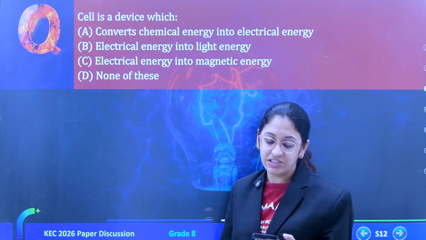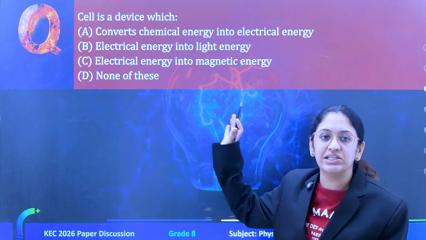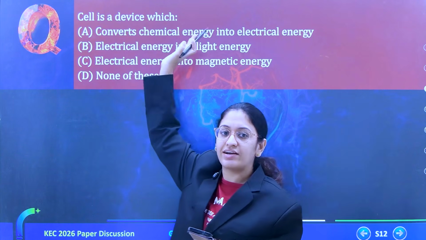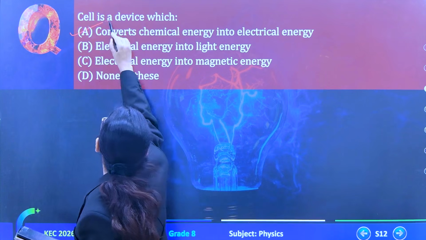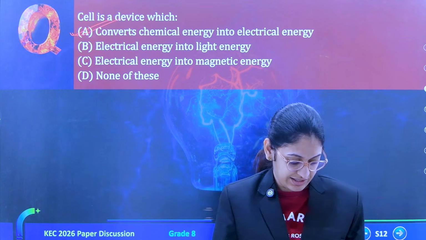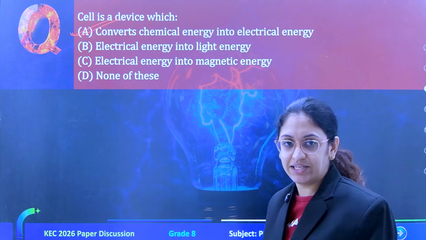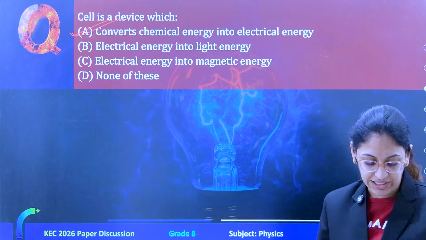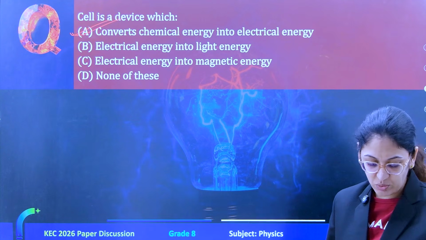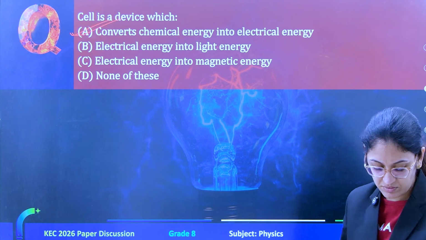A cell is a device. Very easy. Do you need any explanation for this question? A cell is a device that converts chemical energy into electrical energy. Okay? Clear? Next question.